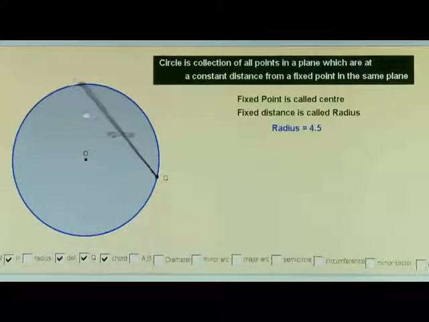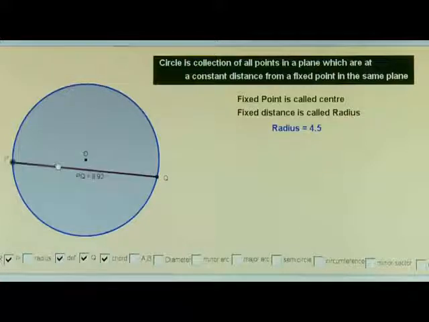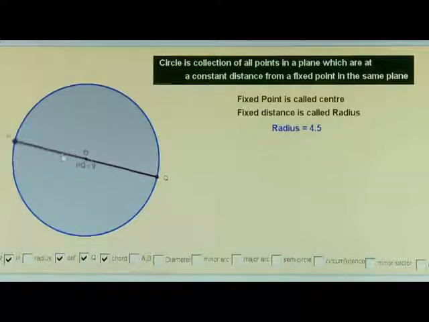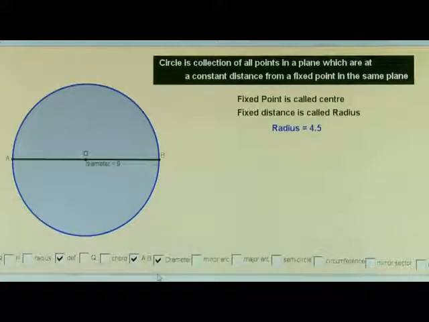So, when it passes through the center, the length of the chord is maximum, and this is known as the diameter of the circle. So, the diameter of the circle is the chord which passes through the center of the circle. The diameter of the circle divides the circle into 2 equal parts.